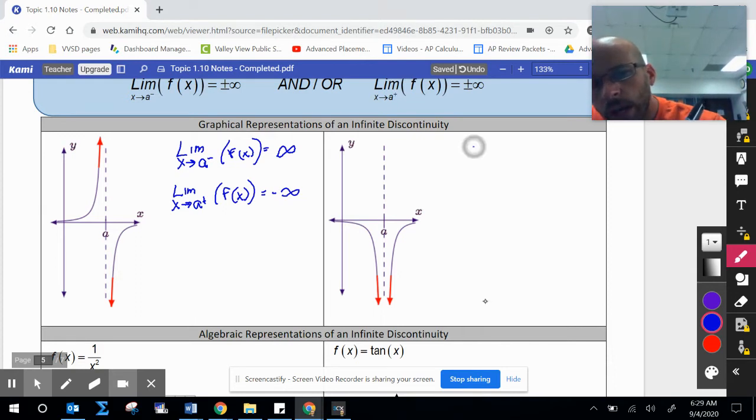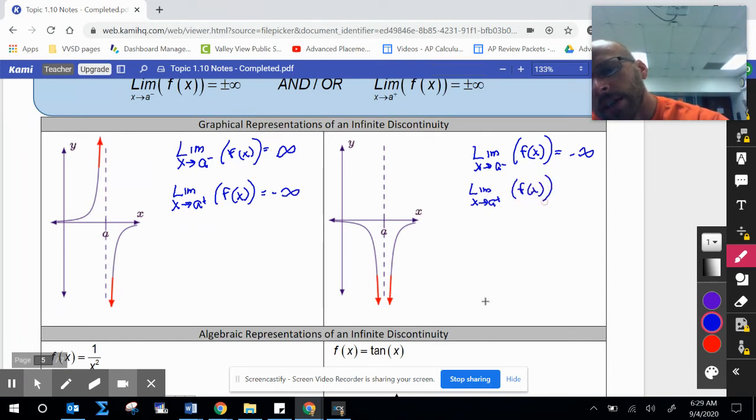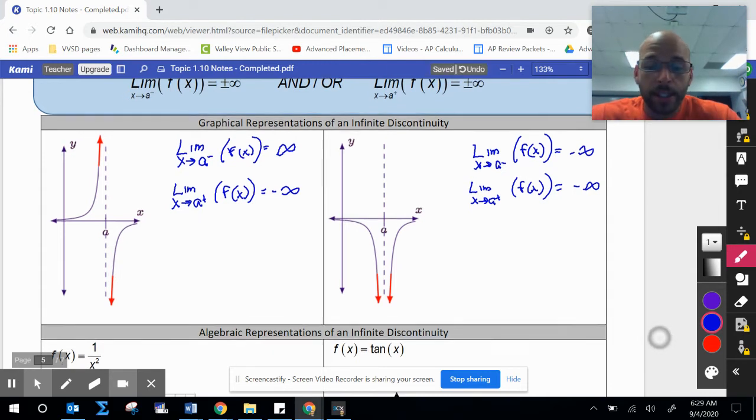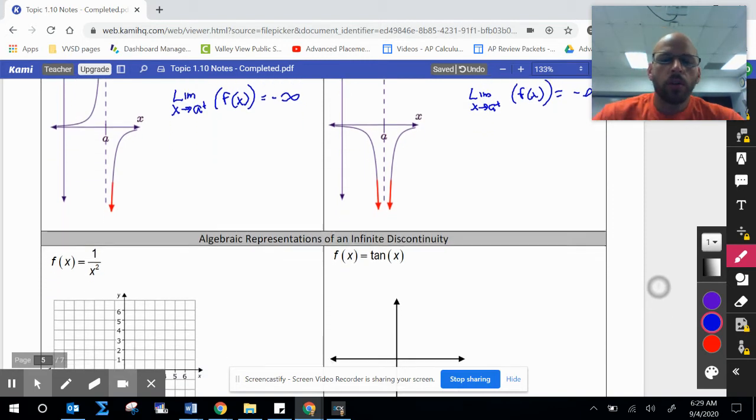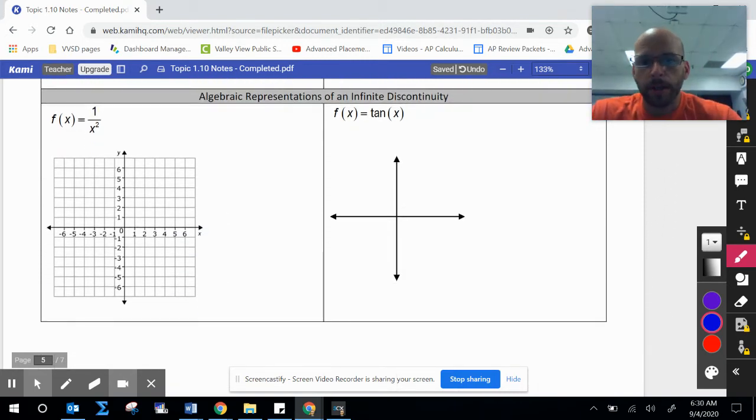So on the second graph, the limit as x approaches a from the left of f of x goes to negative infinity. The limit as x approaches a from the right of f of x also goes to negative infinity. And because one of them, and in this case, both of them go to negative infinity, we know there's an infinite discontinuity. So I have two algebraic representations here. So 1 over x squared. I don't know if you guys did your little summer packets, so you might know what 1 over x squared looks like.